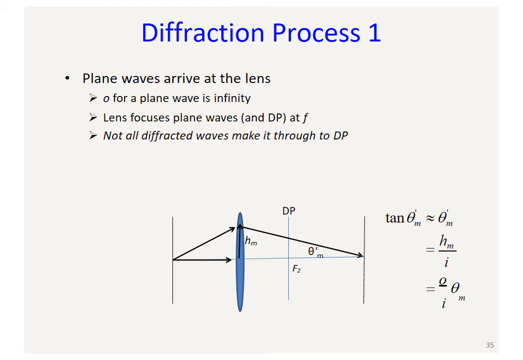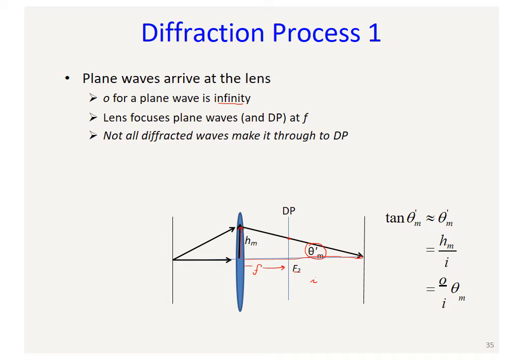Now, diffracted waves are plane waves, and plane waves have an effective object distance of infinity. That means that they will be focused to points a distance f away from the lens, that is f2, the back focal plane. That's where we're going to see our bright spots of the diffraction pattern. Then if we take the ratio of the height from the axis of the lens to the distance to where the image is formed I, we can find out the tan of this angle theta.